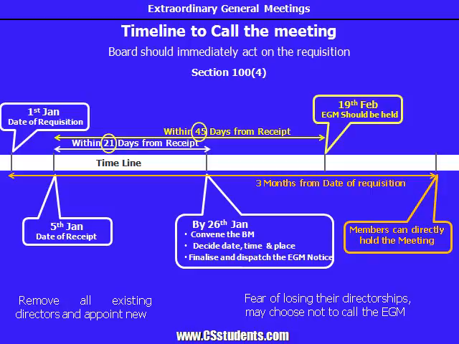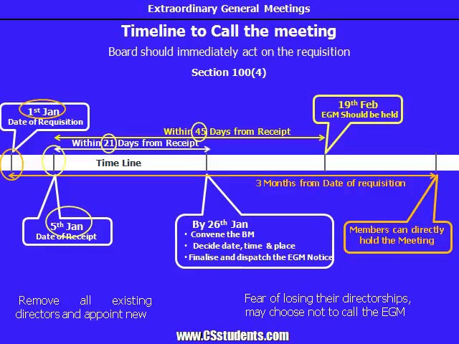Over here, we need to understand a minor difference in timelines. For the board of directors, the timeline to hold the meeting would start from the date of receipt of requisition. As in our example, the timeline for board was starting from 5th January. However, for shareholders to arrange the meeting, the timeline of 3 months would not start from the date of receipt, but from the date of requisition itself. In our example, the date of requisition is 1st January. So, shareholders would wait for board to call the meeting until 26th January.